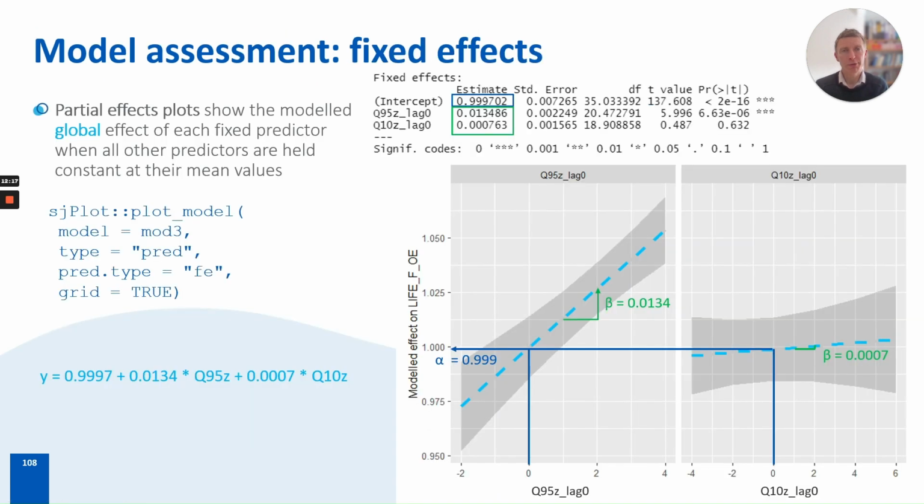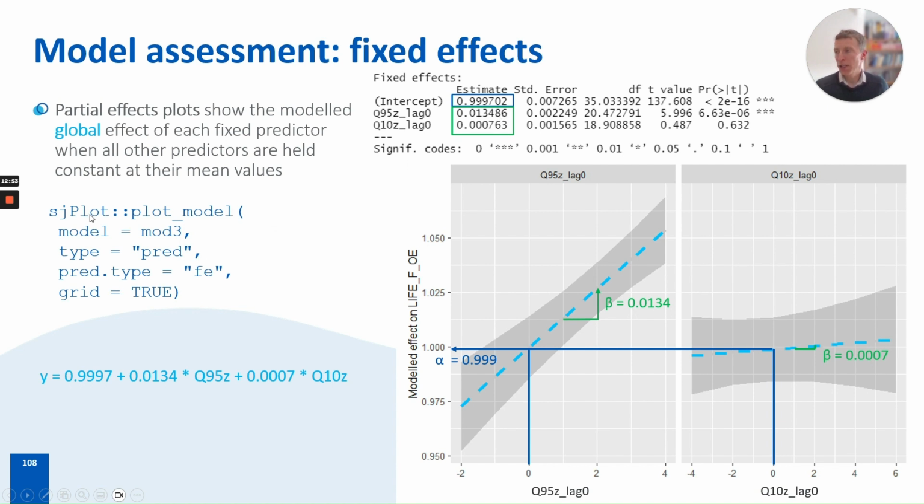It can be quite useful to visualize those relationships using partial effects plots. Partial effects plots show the modelled effect of each predictor variable when all the other predictors are held constant at their mean values. Here we're focusing on the fixed effects only. So this is the effect of the flow variables, which is common to all of the sites in our dataset. If you look at the small table at the top of the slide here, I've just highlighted the intercept and the two slopes for our two different flow variables.